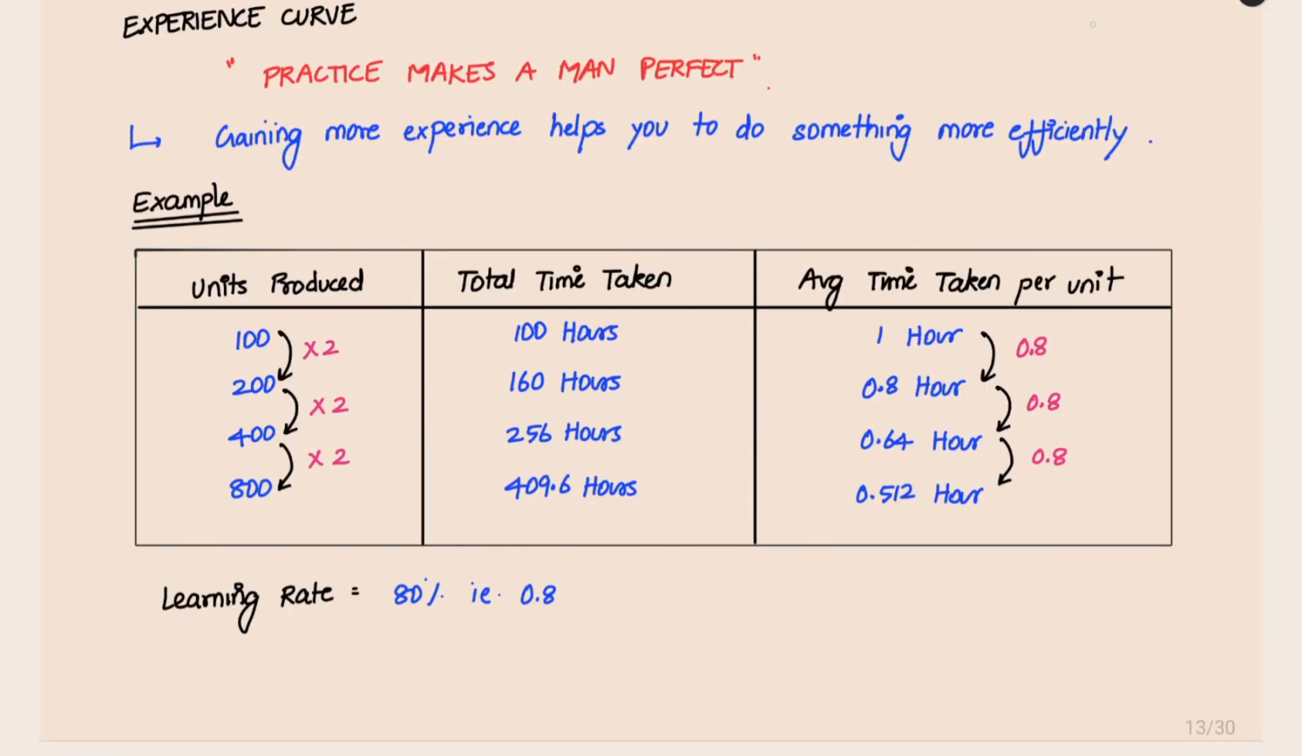Now we are going to see the concept of experience curve. This is based on the logic of practice makes a man perfect. As you gain experience, you will be able to do the work more efficiently and more effectively. Quickly you will be able to complete. That is the basic logic of this concept. Gaining more experience helps you to do something more efficiently. Here we have an example for that.